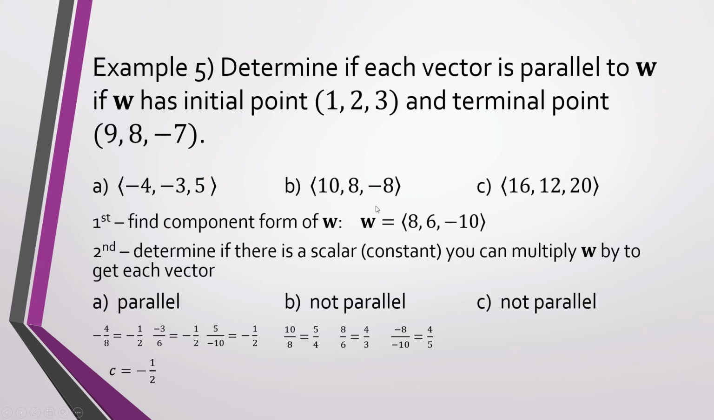C is also not parallel, and you might be tempted if you weren't paying attention to think that they are. Because 16 divided by 8 is 2, 12 divided by 6 is 2, 20 divided by -10, ooh, that's -2. So watch out, because sometimes two of the components can be multiplied by the same constant, but the third component can't be. So make sure that in order for them to be parallel, you find a constant that multiplies by all three components to get the new vector.